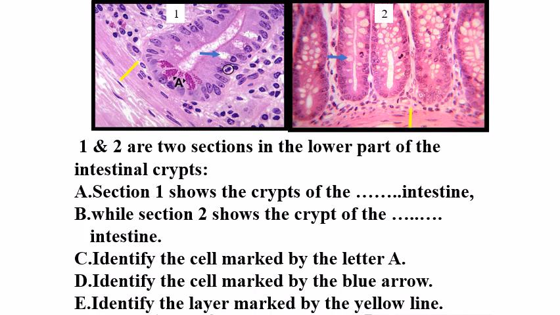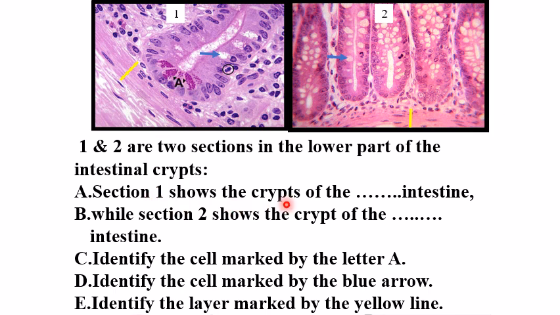Here, dear students, 1 and 2 are two sections of the lower part of the intestinal crypt. Which is which? Number 1 is what and number 2 is what? Please, dear students, look and focus on a very important feature. Look at the goblet cells here and the goblet cells there. Number 1 less, number 2 many goblet cells. Look, dear student, at the letter A. I'm having basal basophilia and apical acidophilia, which is the Paneth cell.